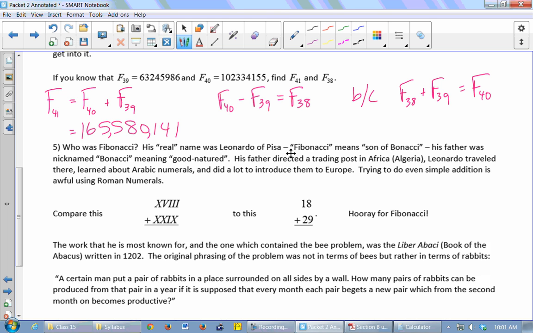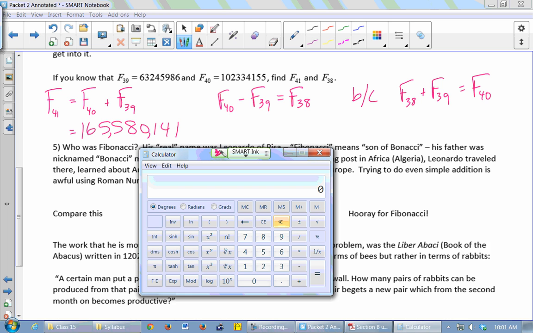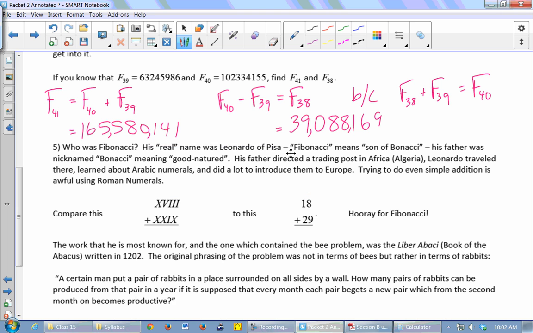All right, so if I want to do this subtraction, 102,334,155 minus 63,245,986, we get 39,088,169. So to go forwards in the list, add the previous two numbers. To go backwards in the list, you can subtract consecutive numbers.